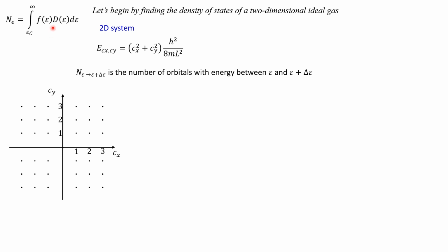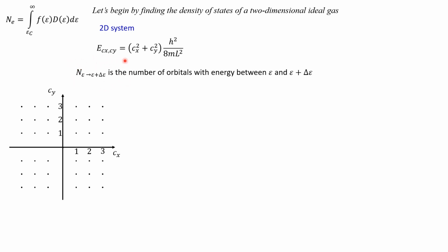So to find the density of states, we need to find the number of orbitals with energy between epsilon and epsilon plus delta epsilon. We need to find the number of orbitals within a given energy range, because the density of states, as we've just seen, is defined in terms of this number.